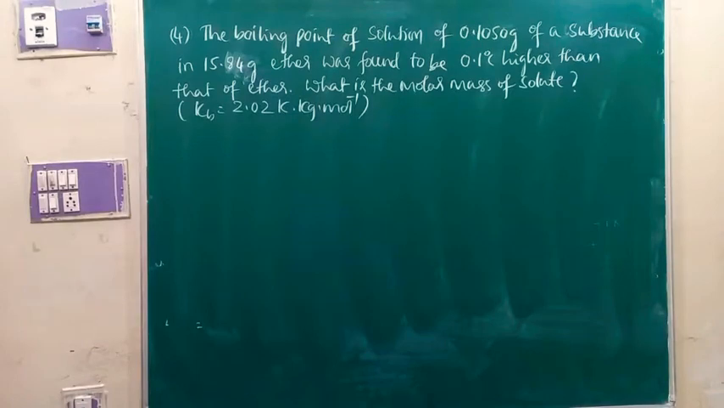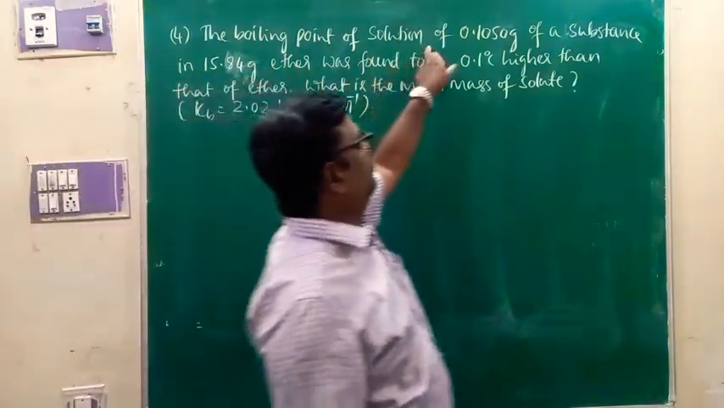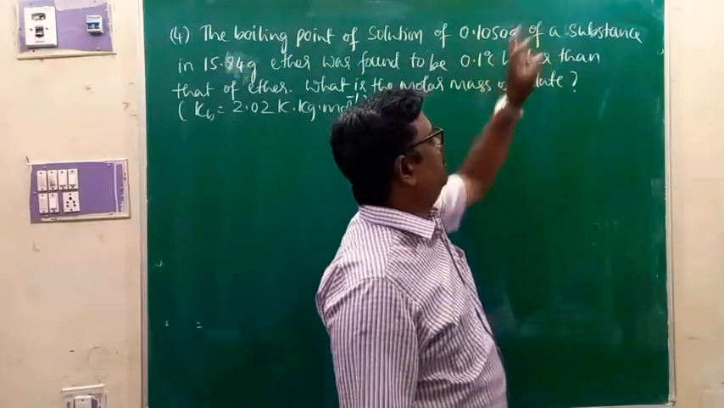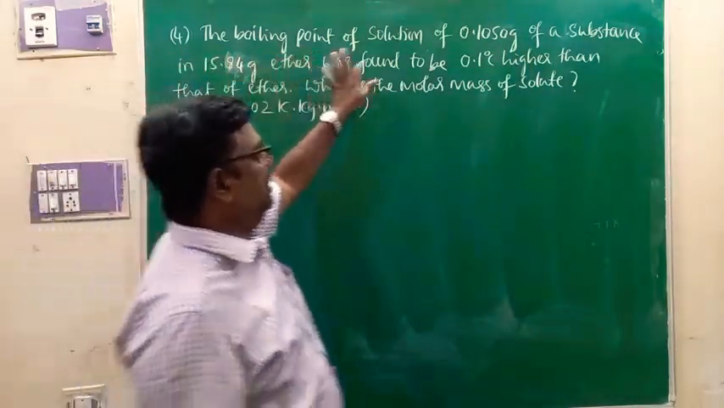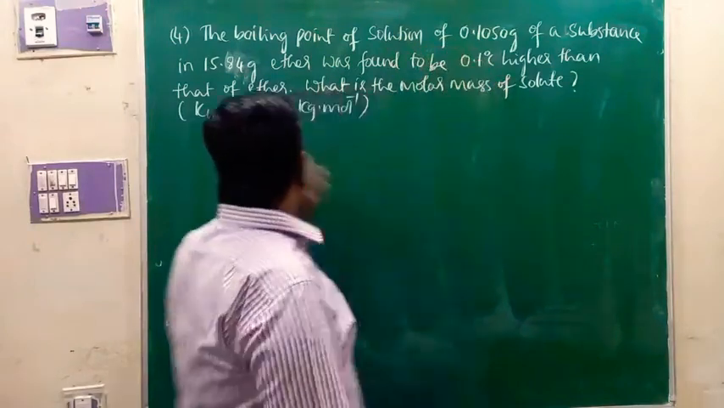Look at the fourth problem here. The boiling point of a solution of 0.1050 grams of substance in 15.84 grams of ether was found to be 0.1 degrees Celsius higher than that of the ether.